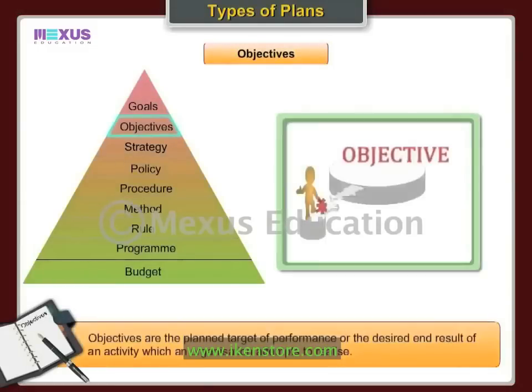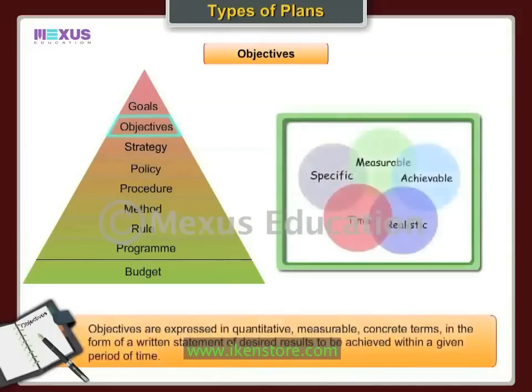Objectives. Objectives are the planned target of performance or the desired end result of an activity which an organization attempts to realize. Objectives are expressed in quantitative, measurable, concrete terms in the form of a written statement of desired results to be achieved within a given period of time. For example, Reliance India Mobile may have an objective of increasing its profit by 10%.